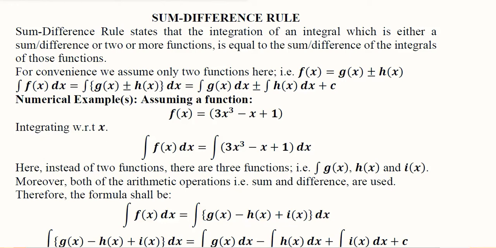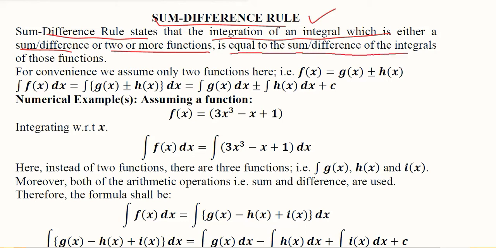In economic situations, we have functions that appear in the form of a sum or a difference, and if we are to integrate them, we have to follow a certain rule which is known as the sum difference rule. It states that the integration of an integral which is either a sum or a difference of two or more functions is equal to the sum or difference of the integrals of those functions.